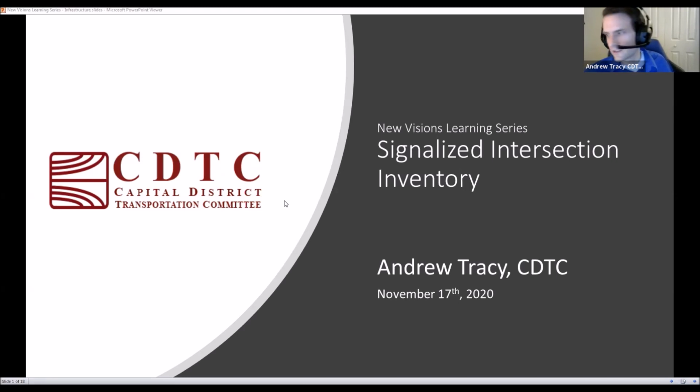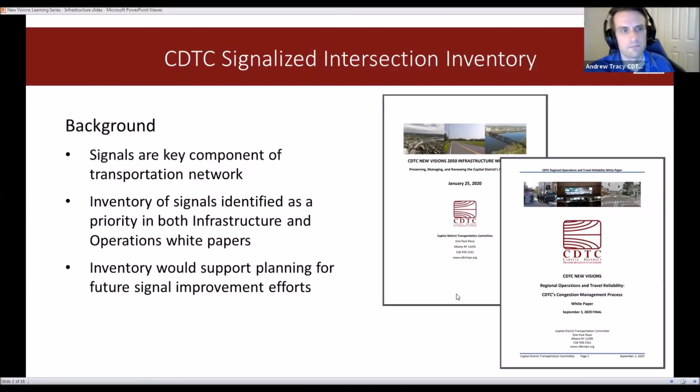My name is Andrew Tracy, transportation engineer here at CDTC. Here to discuss our signalized intersection inventory. So we have a lot of great data on bridges and pavement, but I also feel that traffic signals are a very important component of the transportation network as well. They facilitate almost all of the last mile travel that occurs in the region. Very important from a safety and operations perspective.